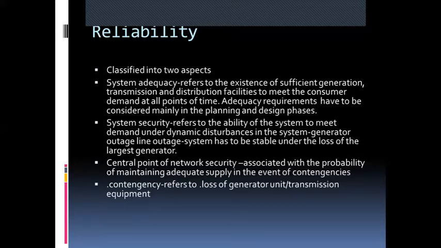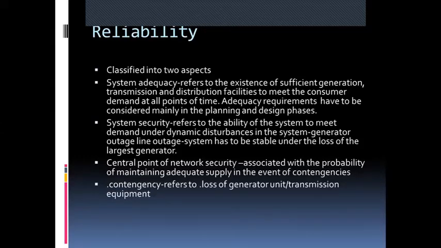Then we have system security, the other classification. It refers to the ability of the system to meet demand under dynamic disturbances in the system: generator outage, line outage, generator outage as well as line outage. Even under this condition, the system has to be stable under the loss of the largest generator. So we have to ensure security also.